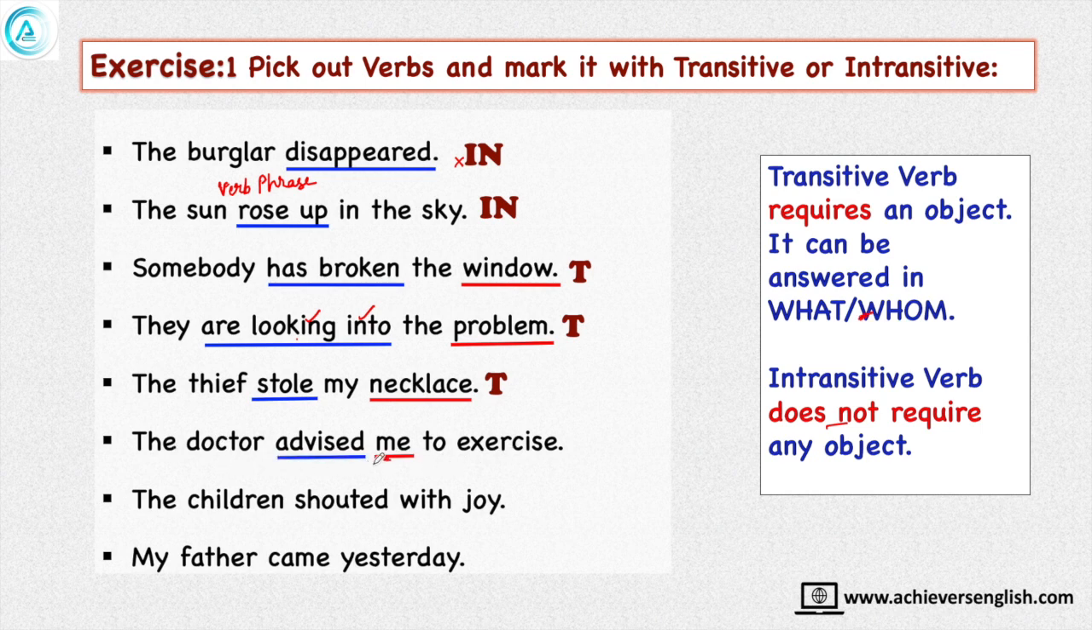Advised is a verb. Me is an indirect object. Therefore, it is transitive verb. The children shouted with joy. Shouted is a verb. And there is no object here because with joy is a prepositional phrase and it cannot be considered as an object. So, intransitive verb.